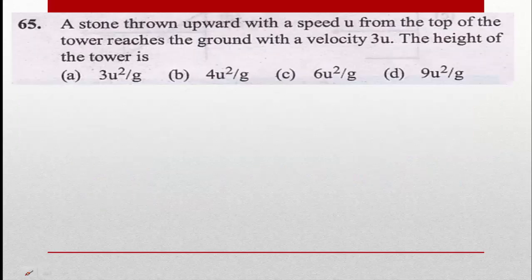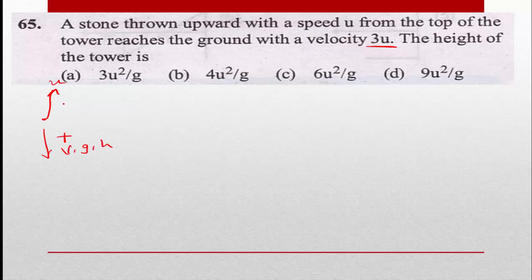And then the next question is, a stone thrown upward with the speed u from the top of the tower. It reaches the ground with a velocity 3u. The height of the tower is... already n number of questions are solved on the basis of this concept. Here, the stone is thrown upward with the speed u from the top of the tower and it reaches the ground with the final velocity with the acceleration due to gravity at a height h.